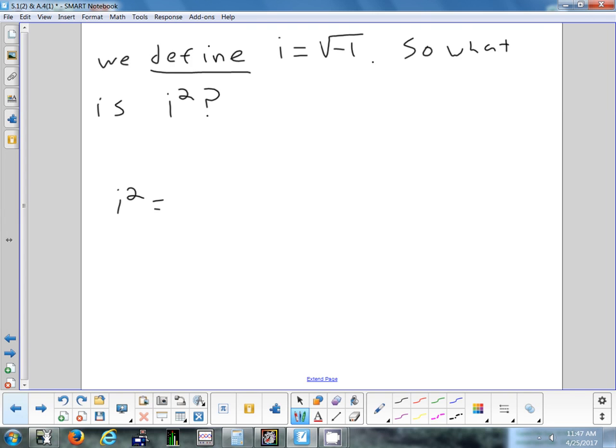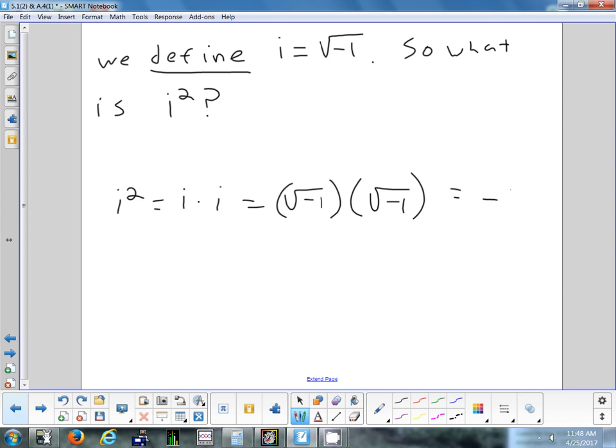So if i is the square root of negative 1, then we can figure out what i squared would be. What does i squared mean to do? Like if you had to write that out so somebody who doesn't understand what exponents mean, how would you explain that? Square root of negative 1 times the square root of negative 1. Yeah. i squared means to write i times i, which is the square root of negative 1 times the square root of negative 1. Okay. What do you get when you multiply those together?